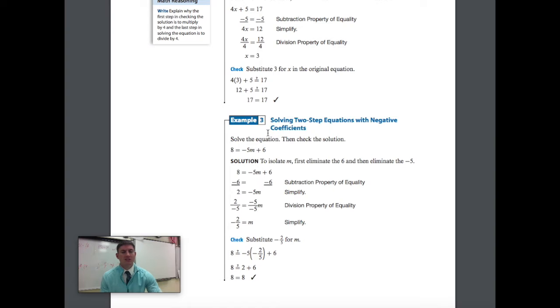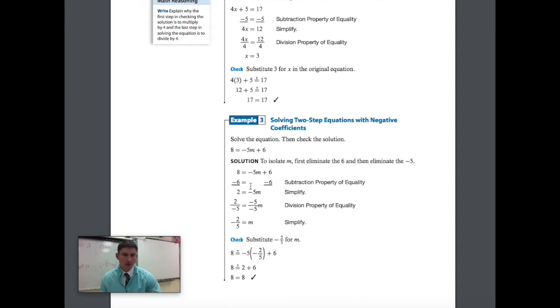Now, what's different when you're solving a two-step equation with a negative coefficient? In example 3, you've got a negative value here: 8 equals negative 5m plus 6. To solve, you're going to isolate m, which means get m by itself by doing the opposite operations, again in that reverse order. It says plus 6, so you're going to minus 6. Our subtraction property of equality says if you subtract on one side, you subtract on the other. These two would cancel, so you have 8 minus 6 over here, which gives you 2.